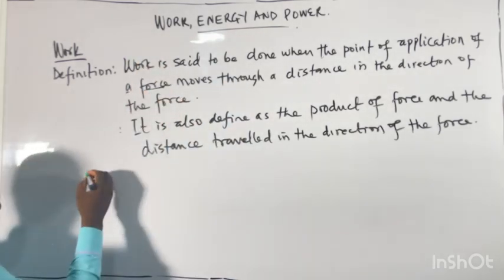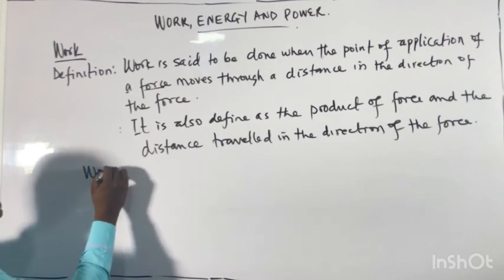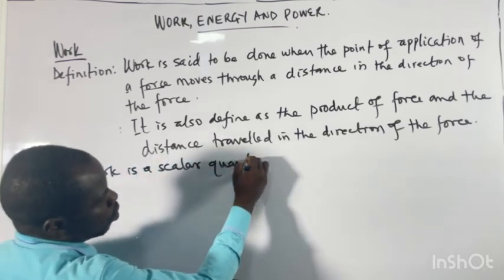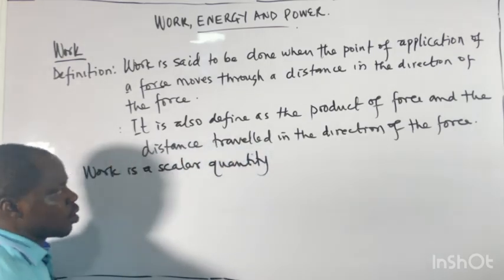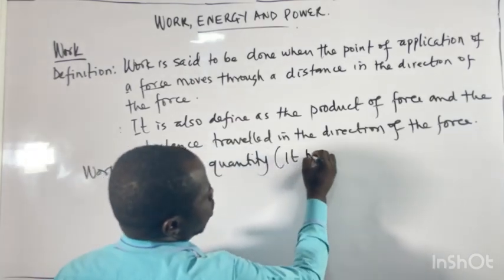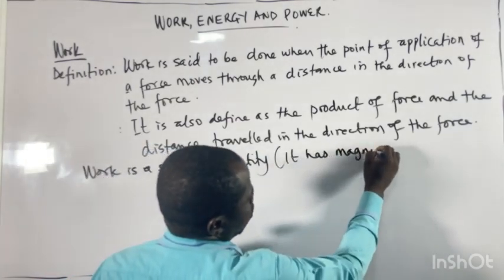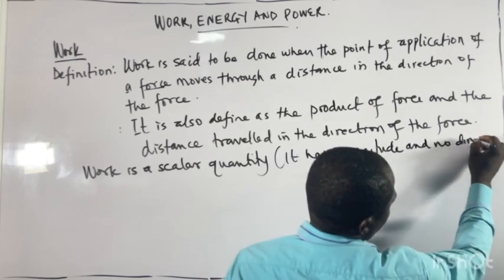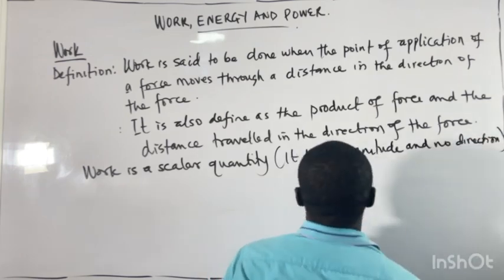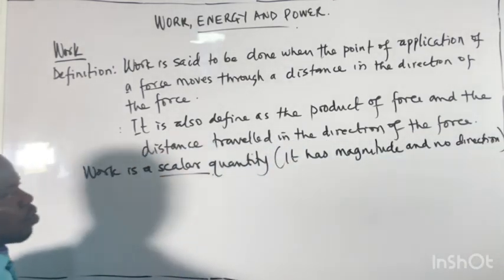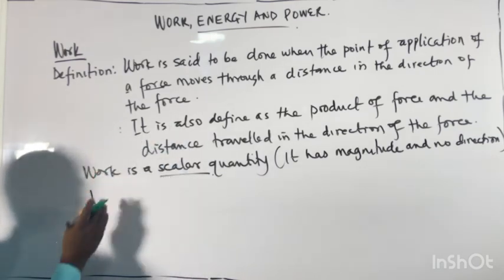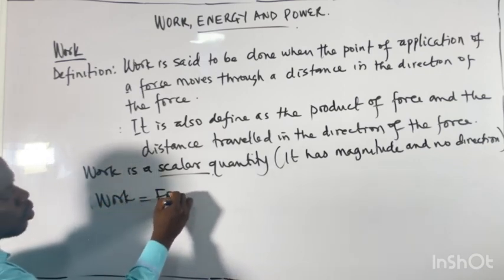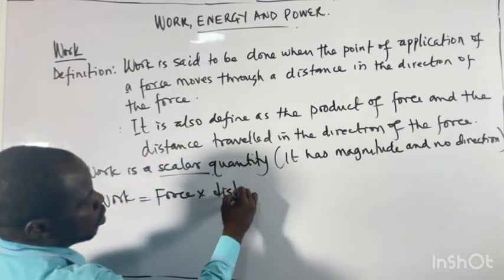Also, work is a scalar quantity, and that means that it has magnitude and no direction. It has only magnitude and no direction. That's why we say it is a scalar quantity. And from the definition we have defined, you can say that work is equal to force times distance.